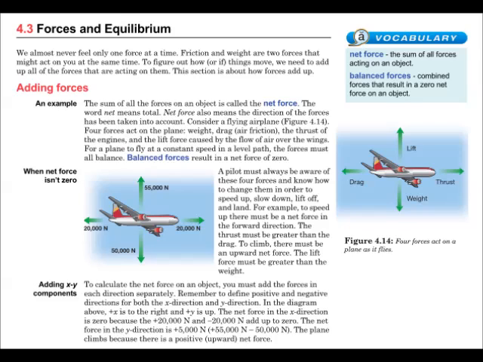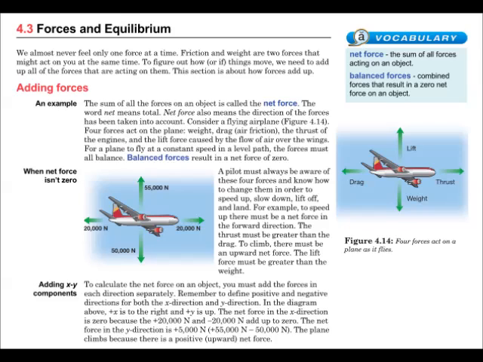A pilot must always be aware of these four forces and know how to change them in order to speed up, slow down, lift off, and land. For example, to speed up there must be a net force in the forward direction. The thrust must be greater than the drag. To climb there must be an upward net force. The lift force must be greater than the weight.